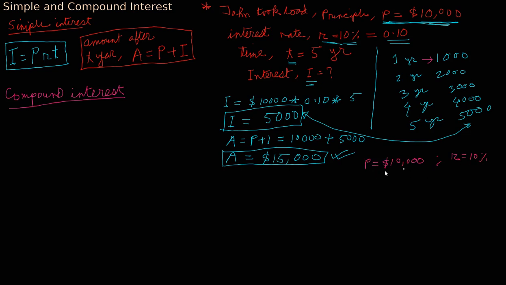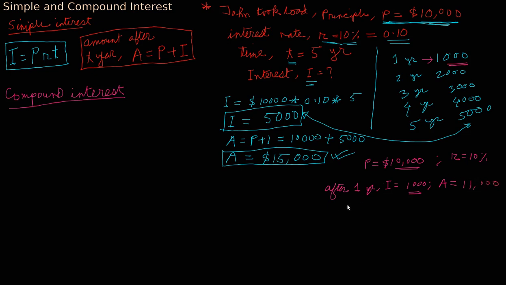I am going to compound the interest yearly. So after 1 year, what is the interest I? Interest I is going to be $1,000, as you can see from here. Now what is going to be the total amount after 1 year? It will be 10,000 plus this interest, so it will be $11,000.